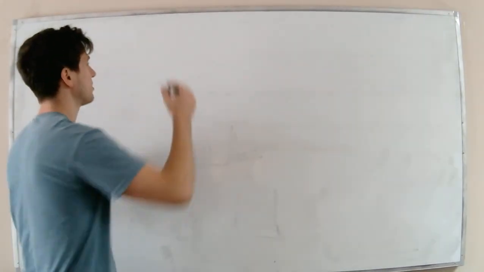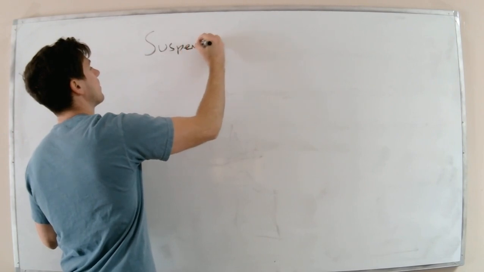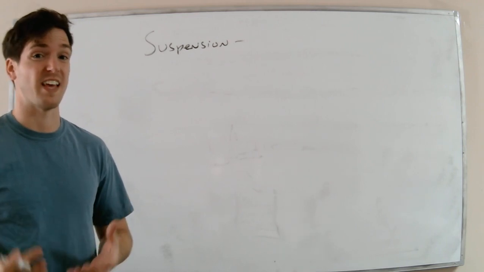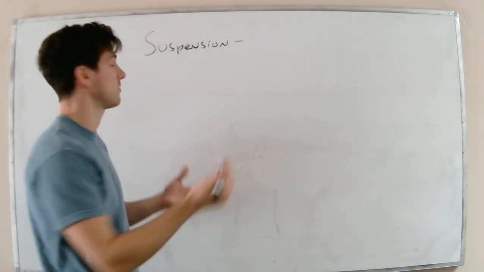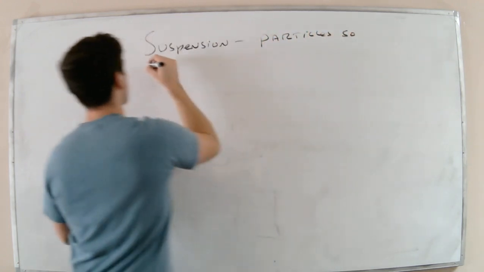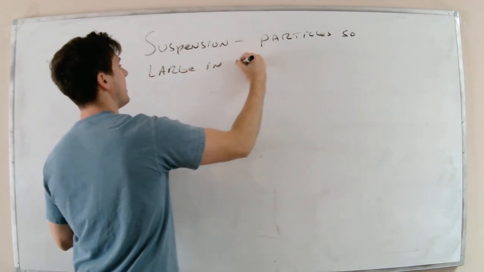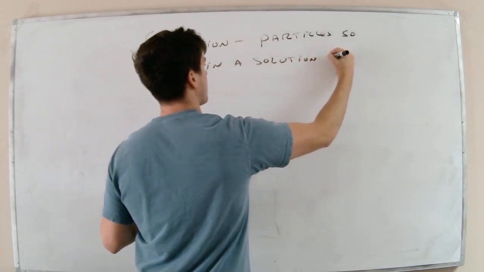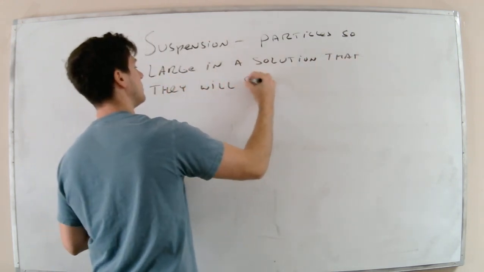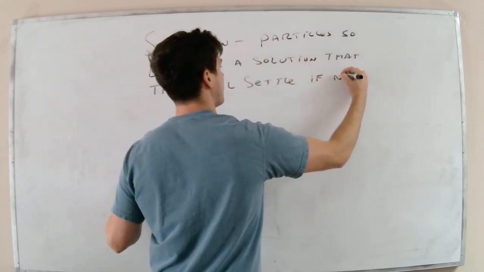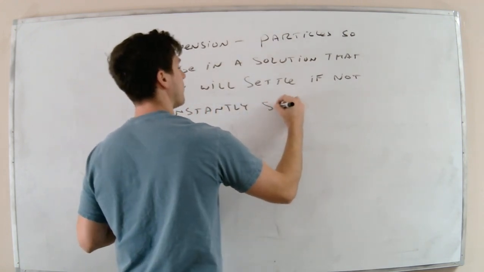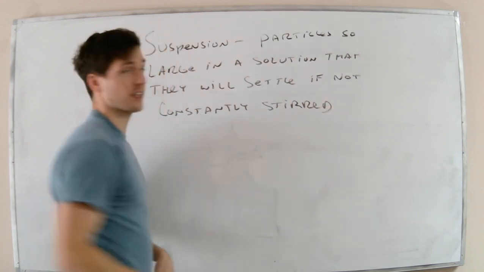A couple more definitions. We have a suspension. A suspension is just a liquid that has particles in it so large that they settle at the bottom or will fall out of solution if not constantly stirred. So it's particles so large in a solution that they will settle if not constantly stirred. So big definition there, but that's what a suspension is, okay?